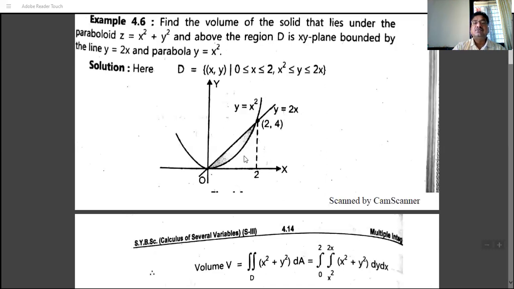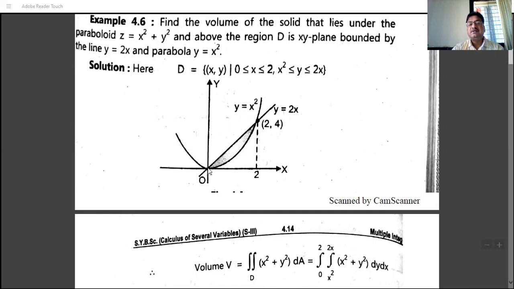Okay. So D is the region in the xy plane, where x runs from 0 to 2. That is the solid above the region D in the xy plane. We have to find the volume of this solid part.